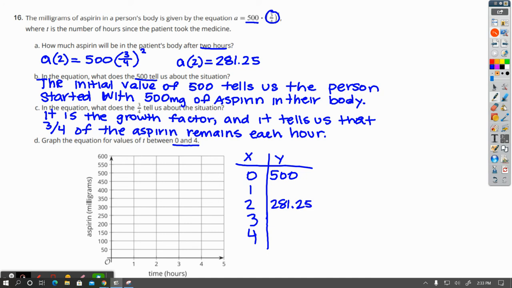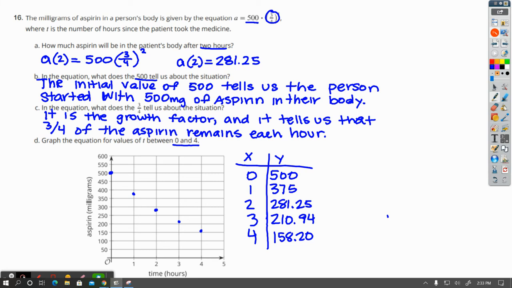So 500 times 3/4 to the power of 1, and you'll get 375. Do it for 3, so 500 times 3/4 to the power of 3, and you get 210.94. And do the same thing for 4, you get 158.20. And then you just plot these points on the graph. So we have 0, 500, 1 and 375, 2 and 281, 3 and 210, and 4 and 158. And so hopefully you were able to calculate those values and find them.